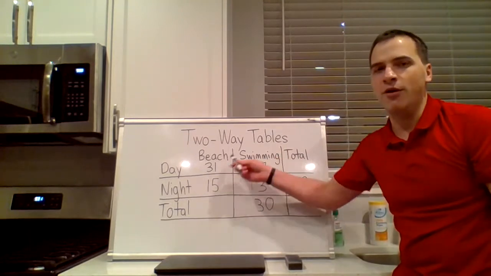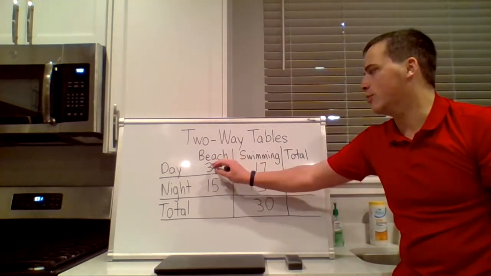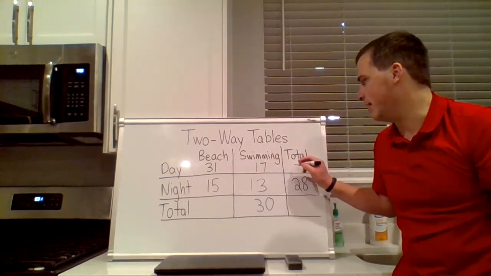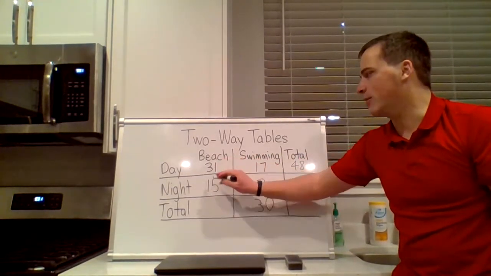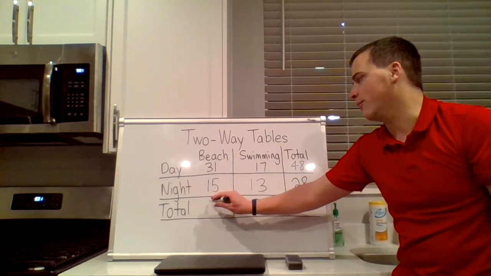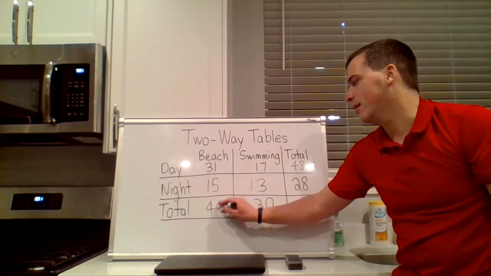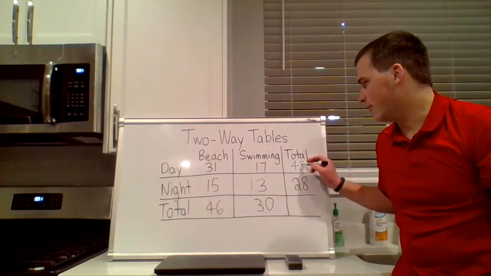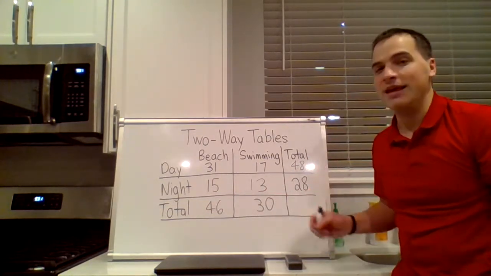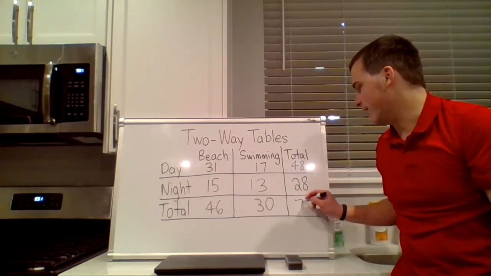To find the total for each row, you do 31 plus 17 to get 48. The total for a column is 31 plus 15 equals 46. The total is either 46 plus 30 or 48 plus 28. Either way, you get your answer of 76.